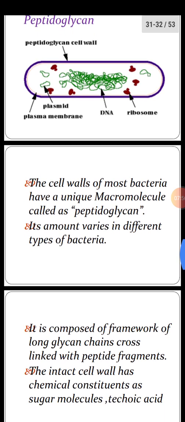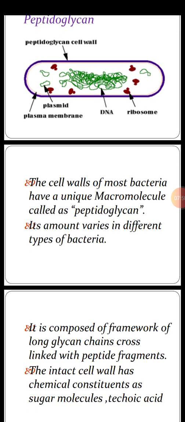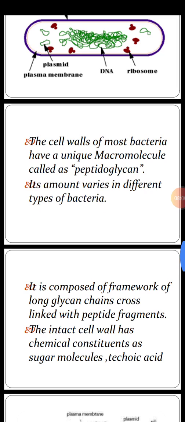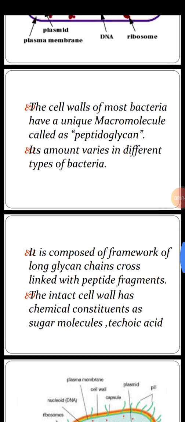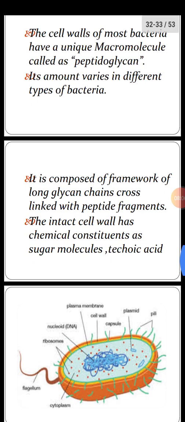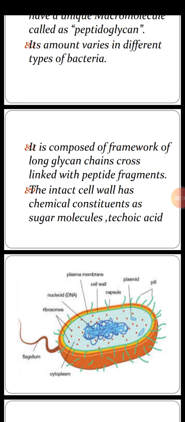Next, there are ribosomes, DNA, plasma membrane. The cell walls of most bacteria have a unique macromolecule, peptidoglycan, and its amount varies in different types of bacteria. It is composed of a framework of long glycan chains. Glycan chains are actually made up of sugar molecules. They are cross-linked, that is, connected with each other with peptide or protein fragments.